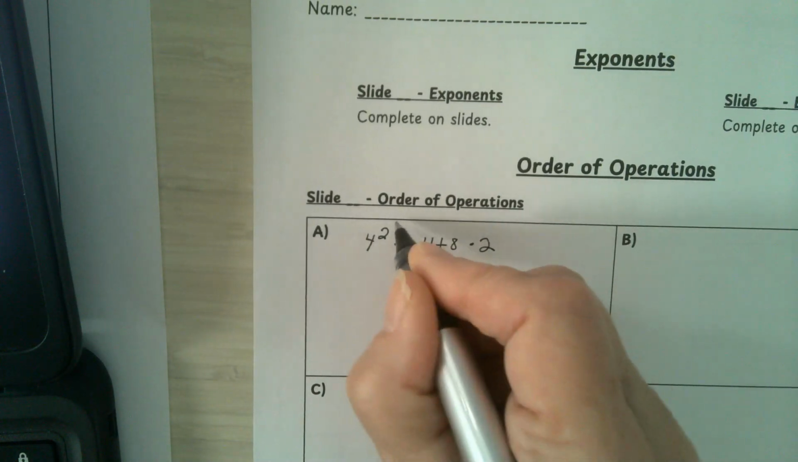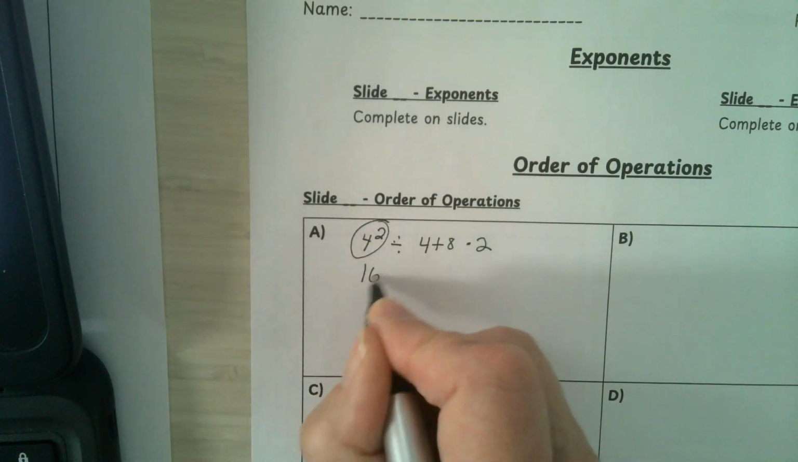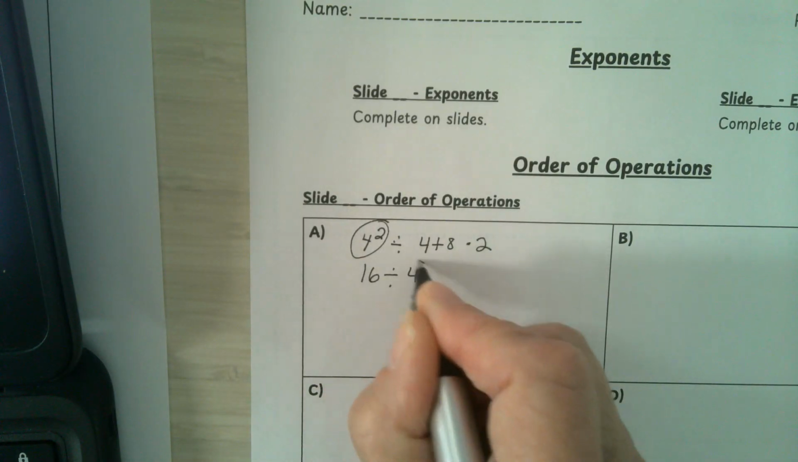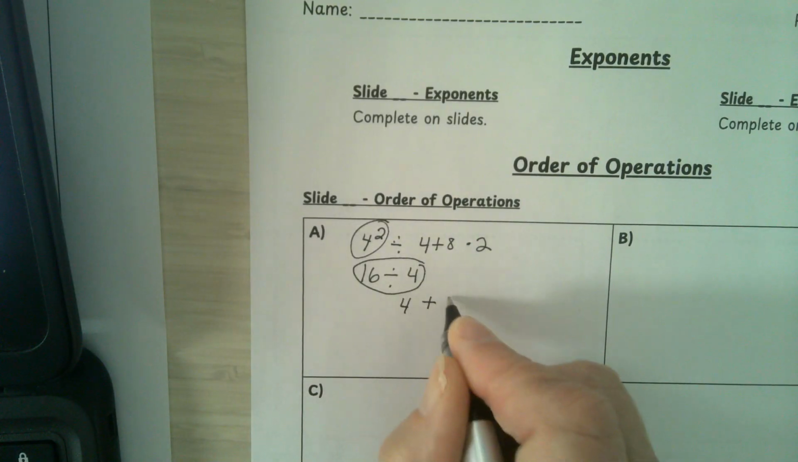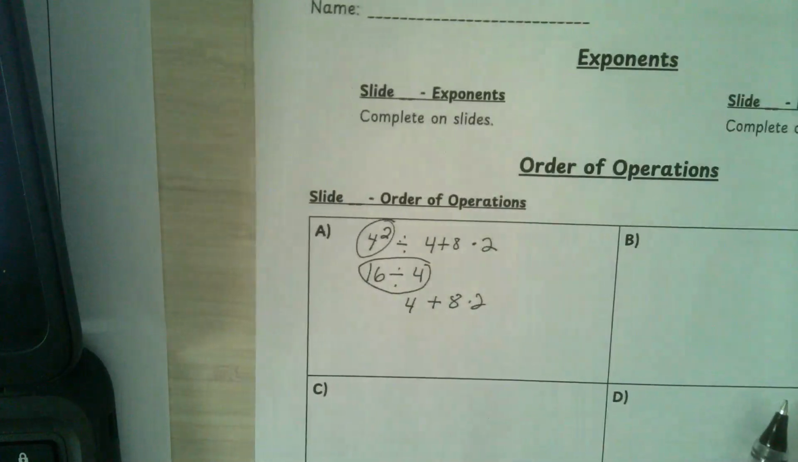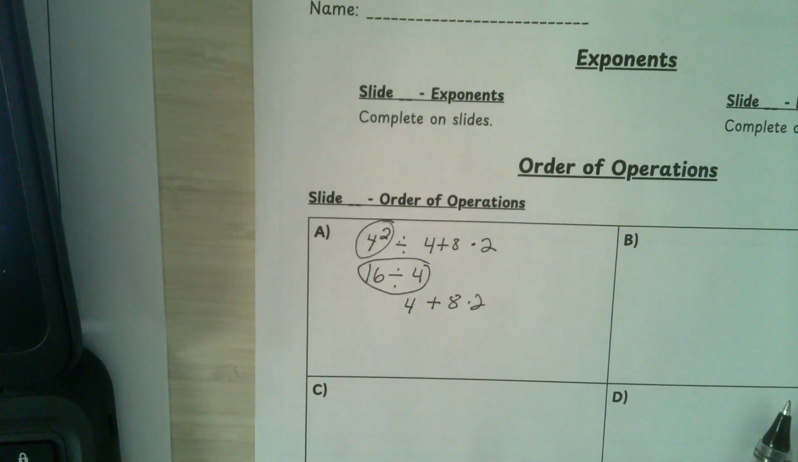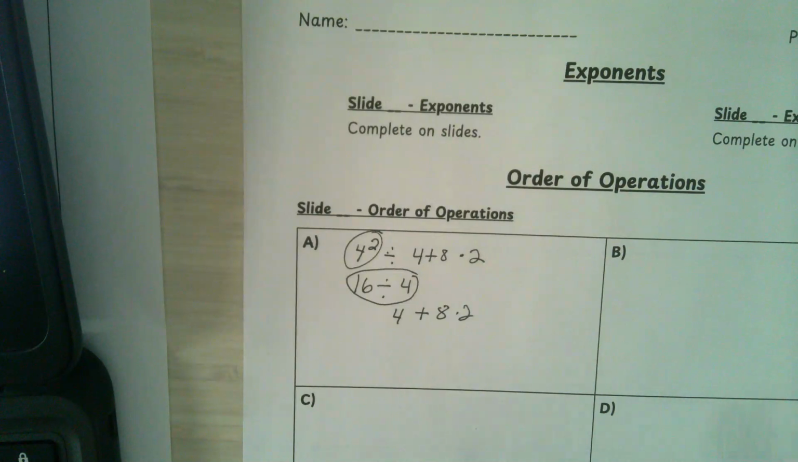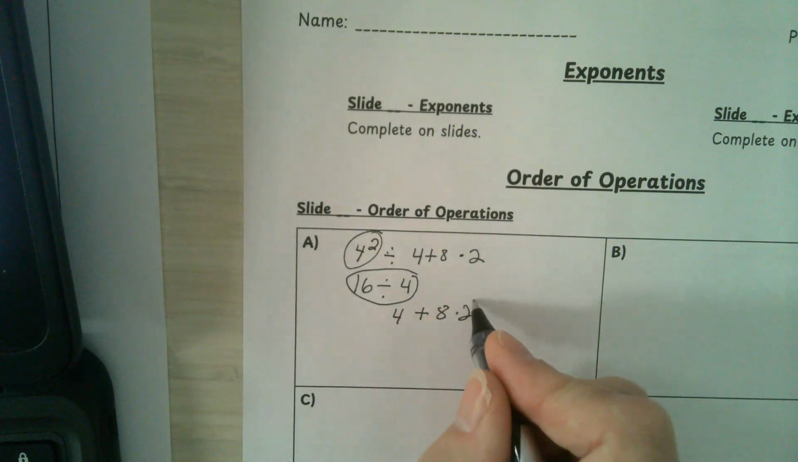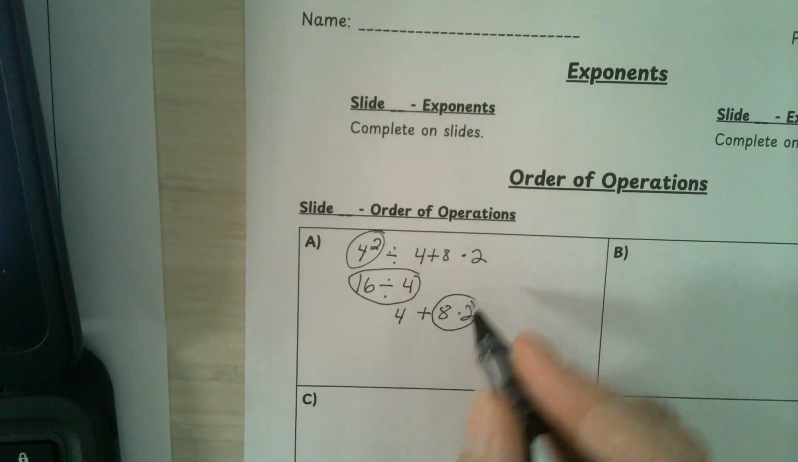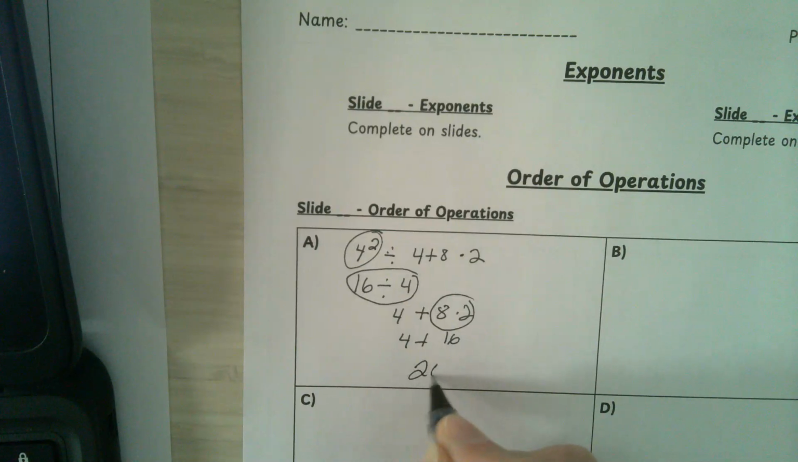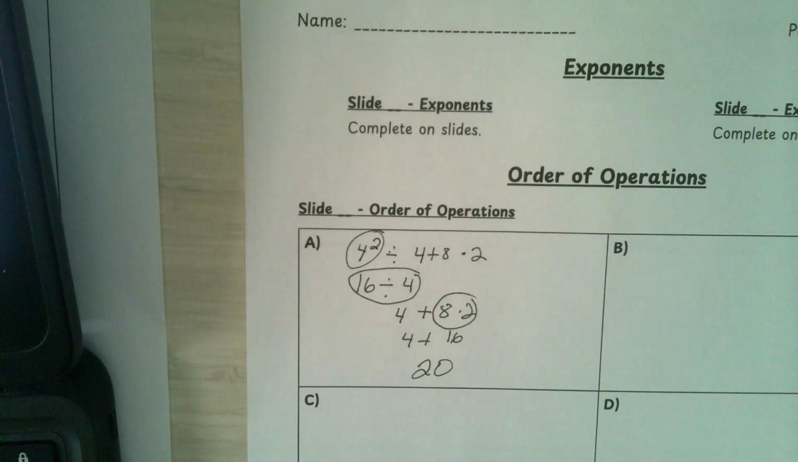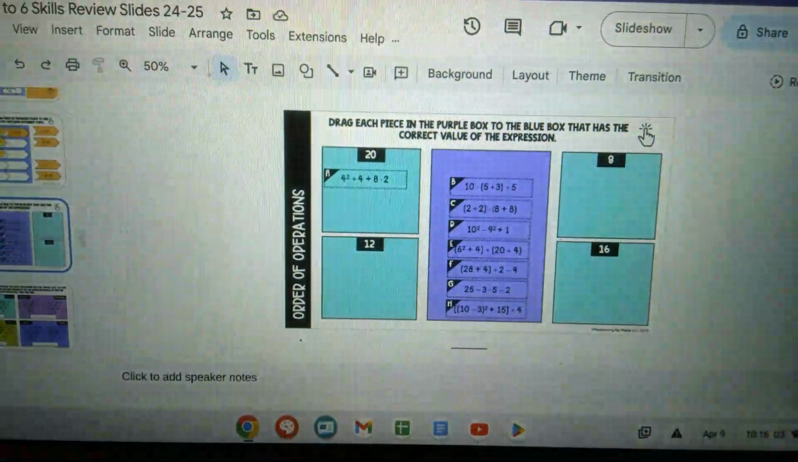Okay, 4 to the second power is 16. Then I'm going to do 16 divided by 4 is 4. Then I have 4 plus 8 times 2. Now, we can't add 4 to the 8. Oh, no, no, no. You must multiply. 8 times 2 is 16. And 4 plus 16 gives you the answer 20. And that, my friends, is why you moved it to the 20.